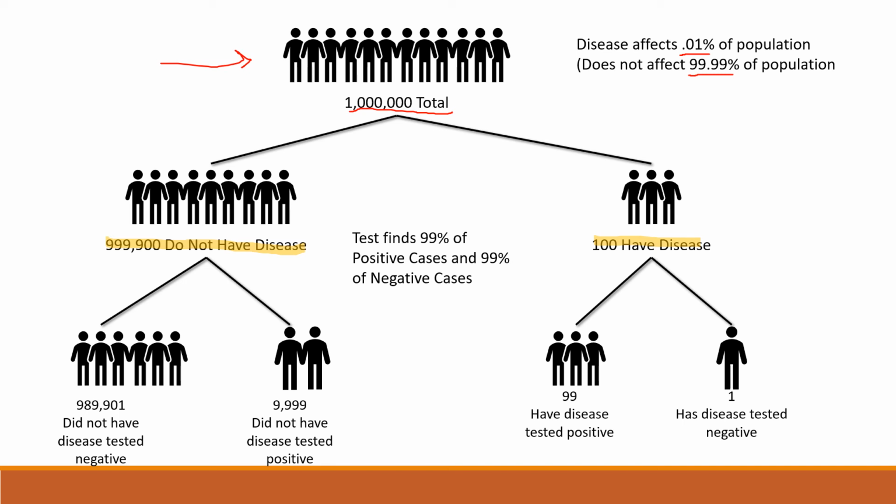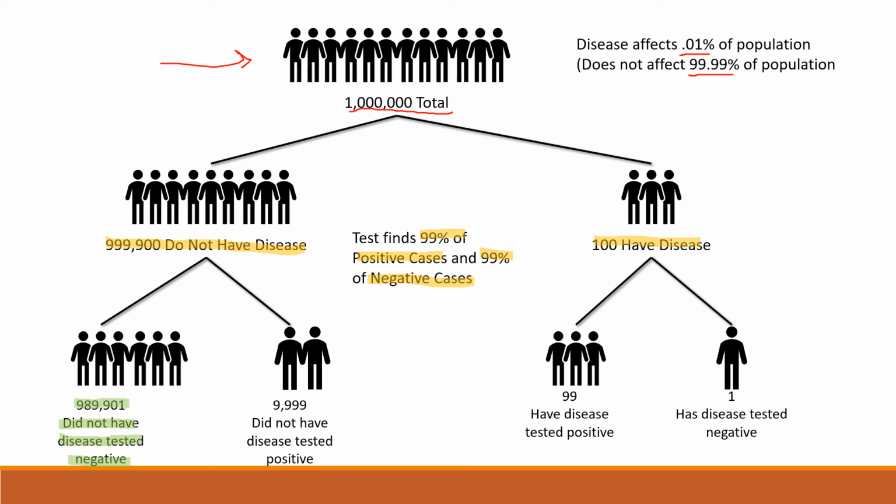So the test finds 99% of positive cases, and it finds 99% of negative cases. So let's look at that. We give the test to all 999,900 people who do not have the disease. 989,901, which is 99% of that total, will not have the disease, and their test will become negative. Their test will show that they don't have the disease.